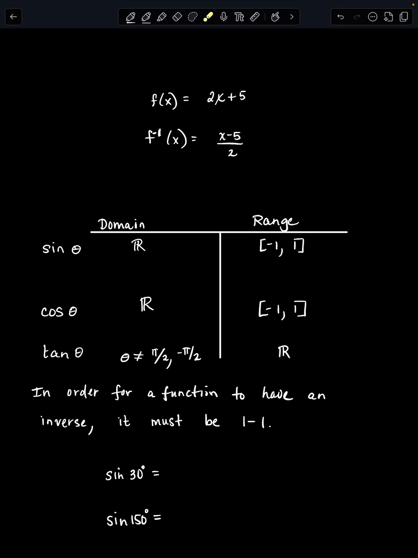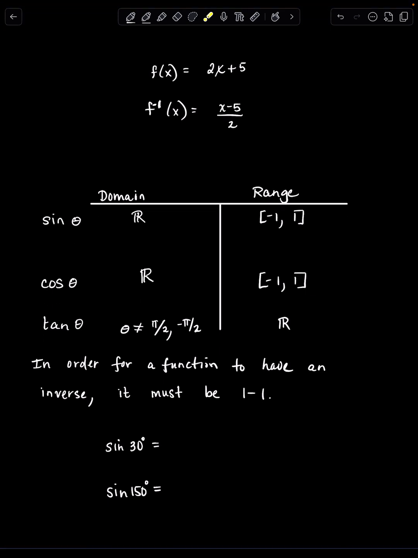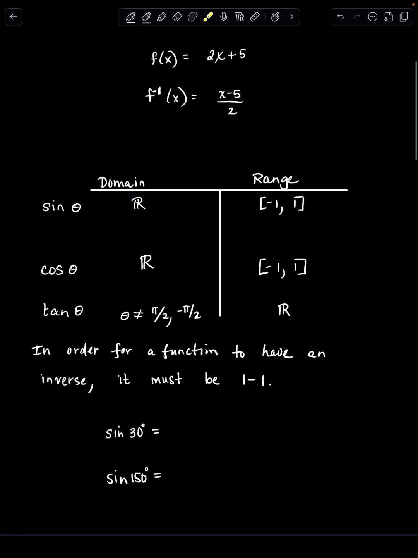Tangent is an exception, because remember when we filled out our chart, we got undefined values. So our domain cannot include 90 degrees or -90 degrees, but anything else that we plug in, we would get out a real number. Okay, so that's the domain and the range for our trig functions. But where this comes into play with inverse functions is that in order for a function to have an inverse, it has to be 1 to 1.